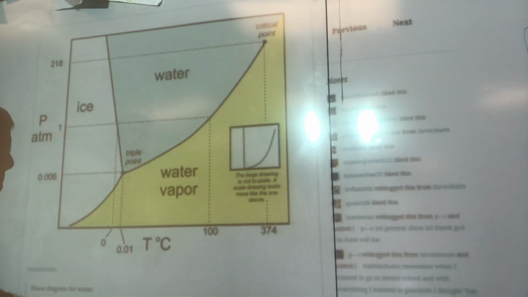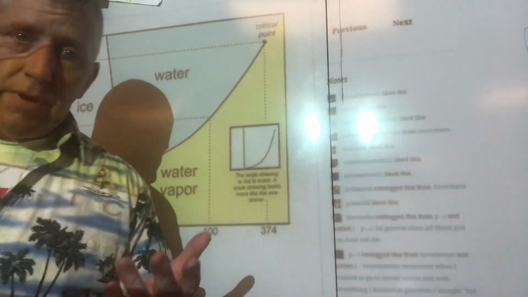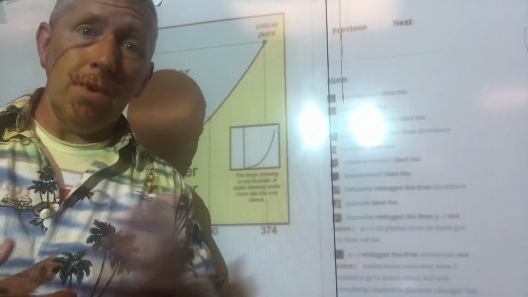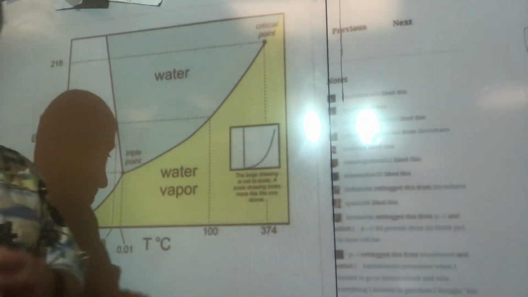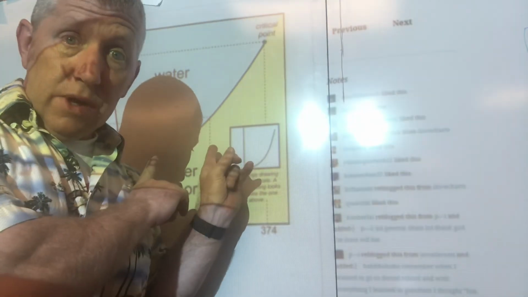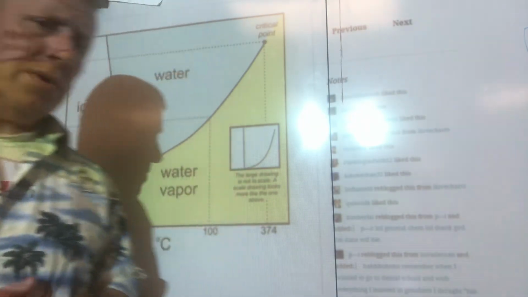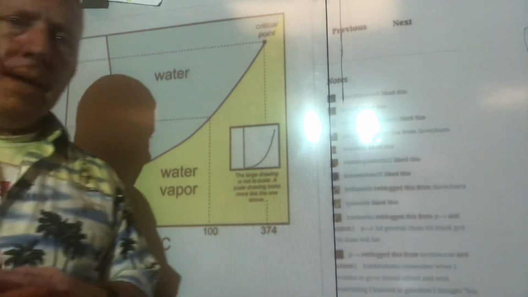If you want to take a look in your book, you can find one of these at the end of chapter 11 if you're a book person, and hopefully you are doing some of the work. If you are doing some of the work, I did assign some questions to these charts, and I will give you a couple multiple choice questions on these charts. I'll have you read them. And I think that's it.